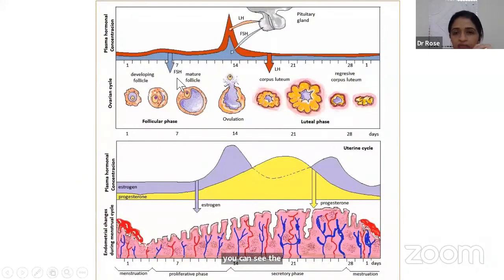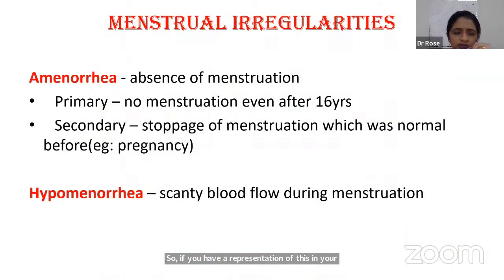So if you have a pictorial representation of this in your memory, it will be easy for you to solve many of the questions. Now, menstrual irregularities: amenorrhea is the absence of menstruation. Primary amenorrhea means there is no menstruation even after 16 years. Secondary means stoppage of menstruation which was normal before.